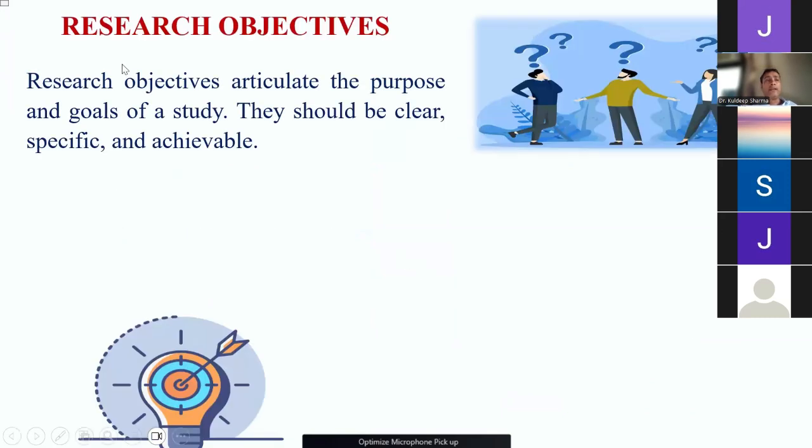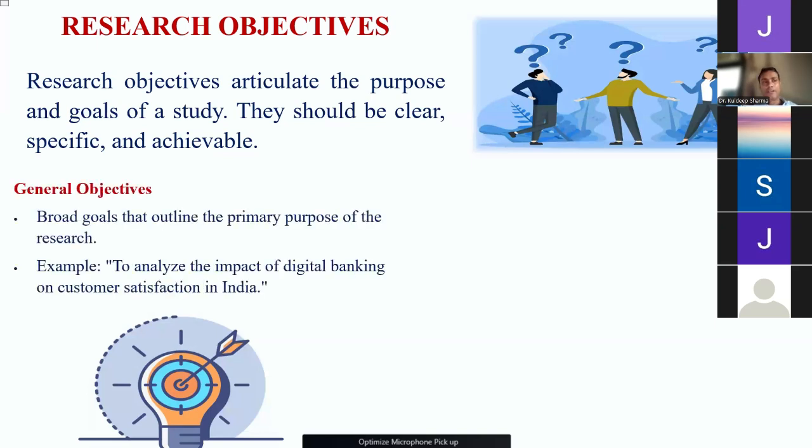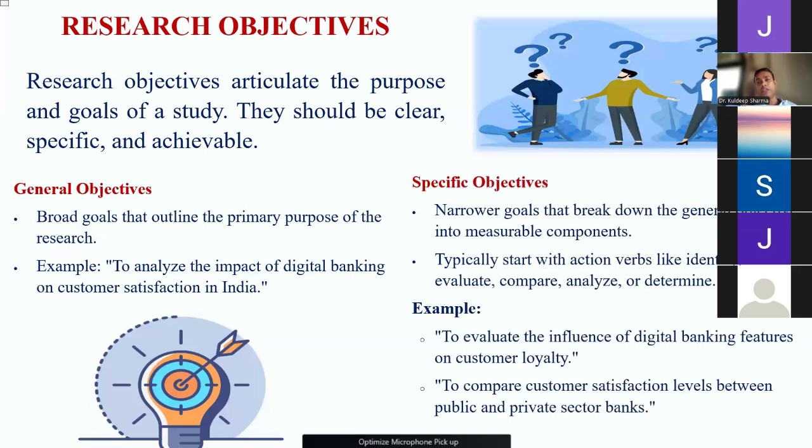Let's see. When I say objective, what is objective? Research objective is going to articulate the purpose and goal of the study. They should be clear, specific, and achievable. There are two types of objective: general objective and specific objective. Here I have an example of general objective, which has a broad goal that outlines the primary purpose of the research. Like the example I have here, to analyze the impact of digital banking on consumer satisfaction in India.